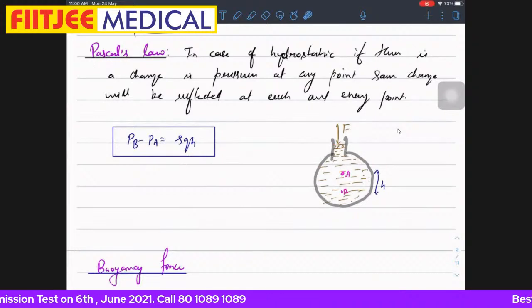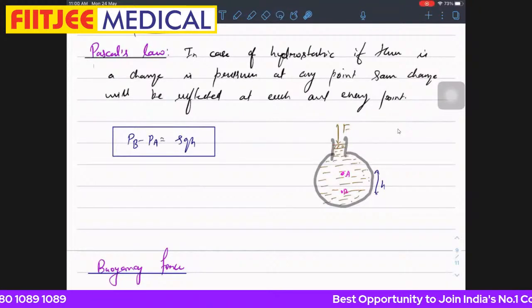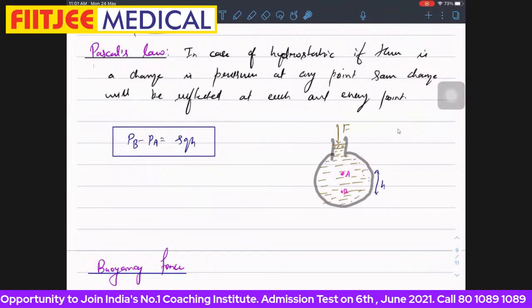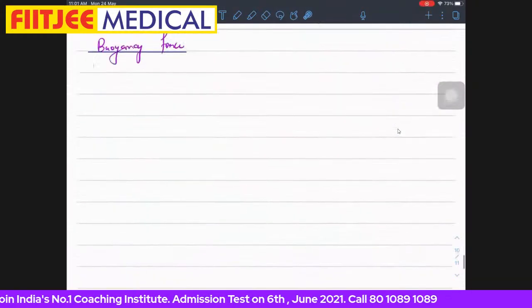So this is what Pascal's law says: in case of hydrostatics, if you change the pressure at any point, the same amount of change will occur at each and every point of the liquid. So that is Pascal's law.